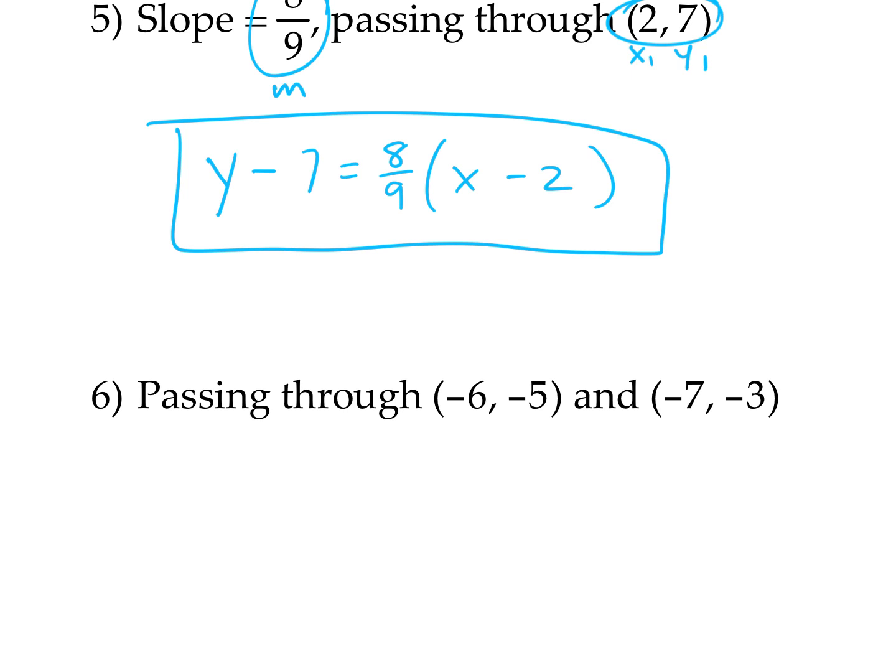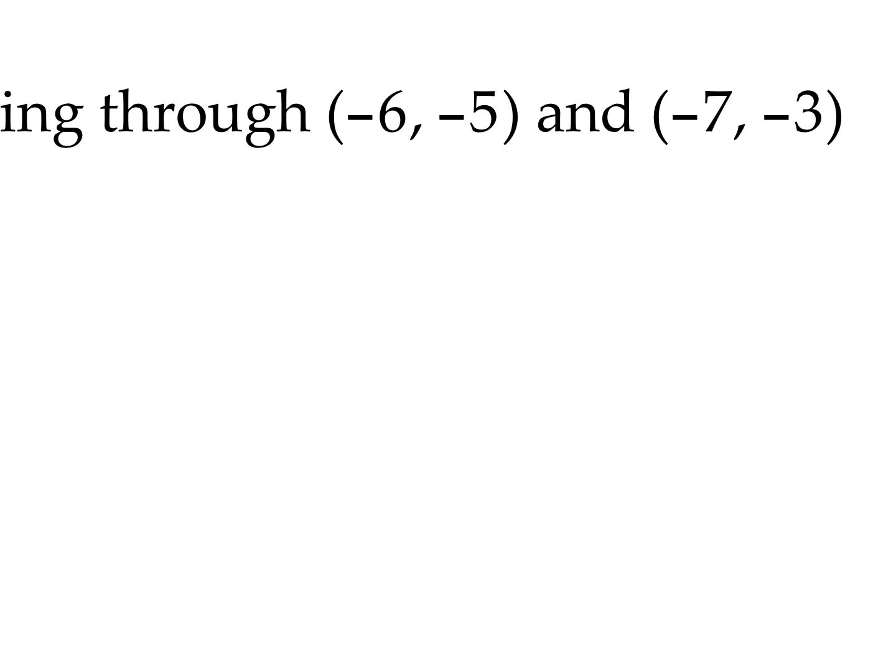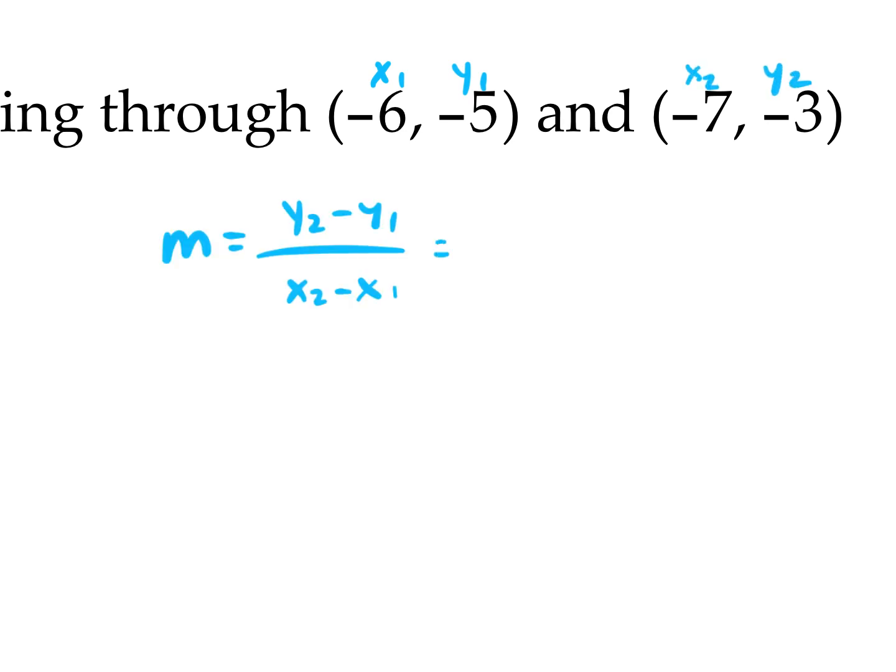All right, for number 6, again, we have to plug it into point-slope form. I have a point, but do I have the slope? No. So first thing we want to do is find the slope. My slope formula is y2 minus y1 over x2 minus x1. I'm going to label my points to make it easier to plug in. My first point is x1 and y1, and my second point will be x2 and y2.